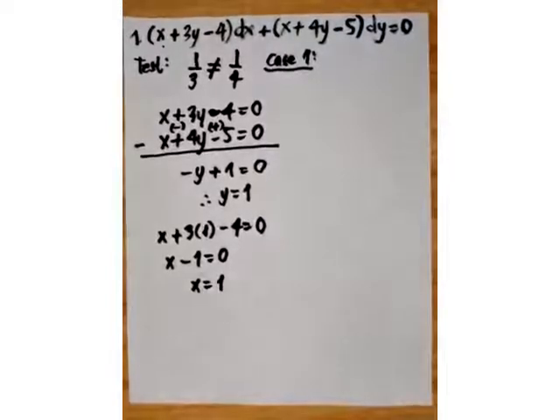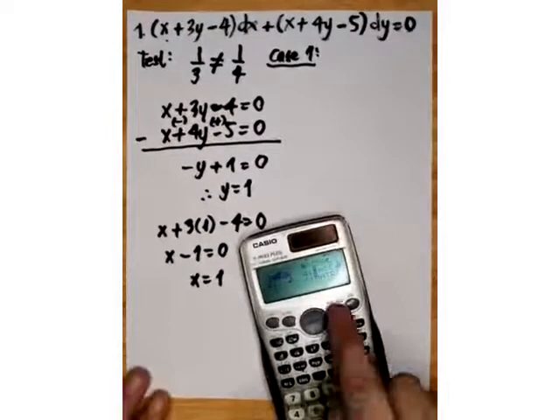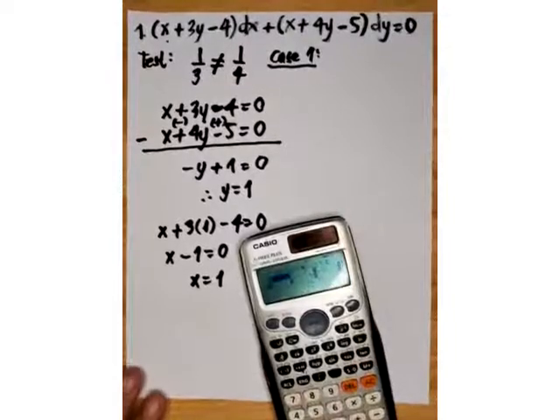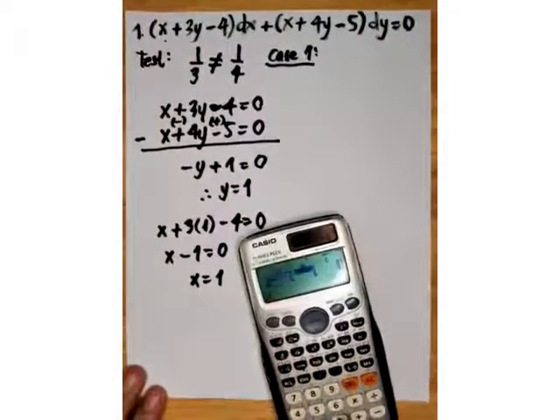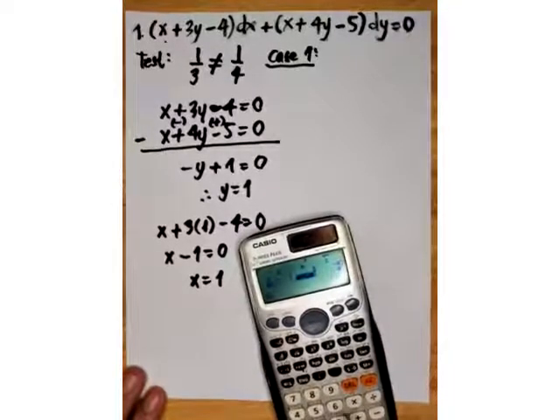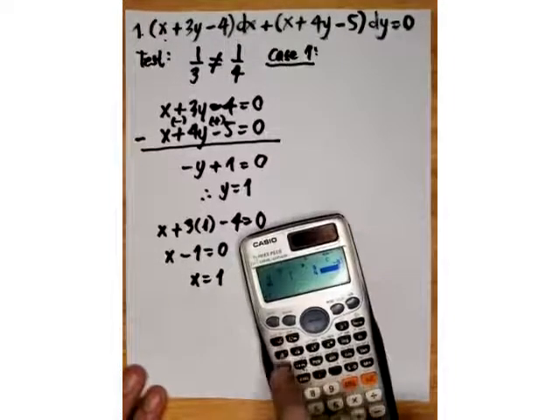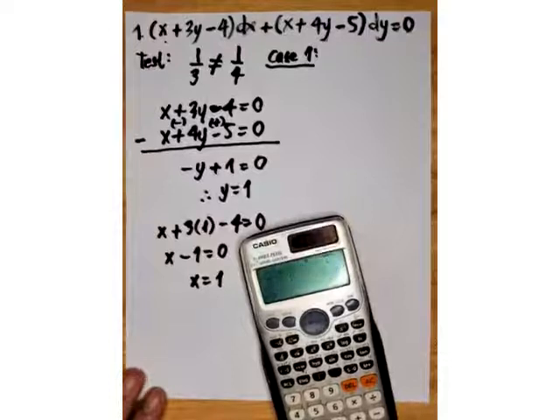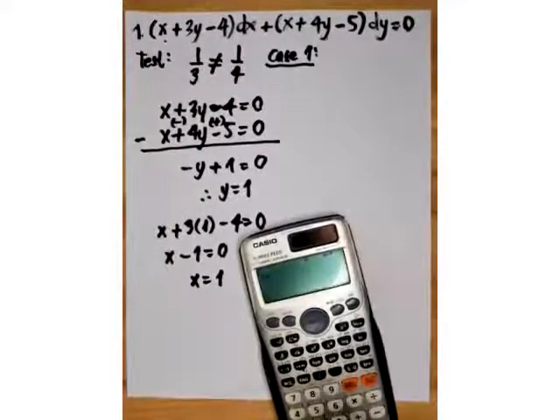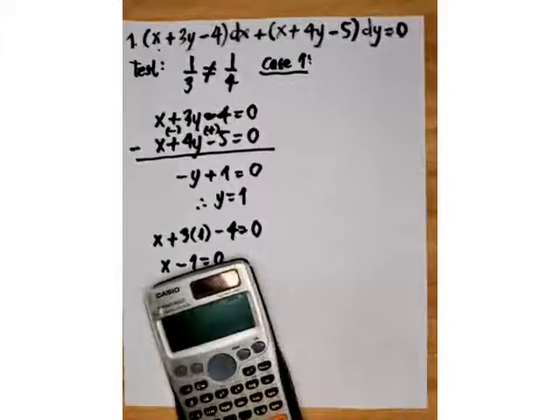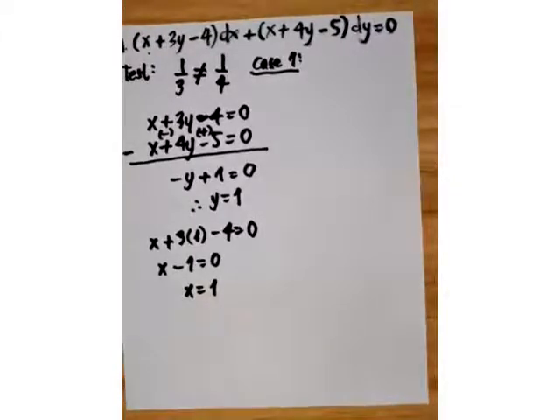Let me check in calcu. Mode 5, 1. So sa calcu, mag-mode 5, 1 lang kayo. Mode 5, 1. And then i-type nyo lang yung mga coefficients. So 1, 3, negative 4. 1, 4, negative 5. Okay, laging reverse sa sign yung mga sagot. So, kung negative ito, dapat ang sagot is positive. Ayan, parang negative 1 naman silang dalawa. So, okay, that means the answers are correct.